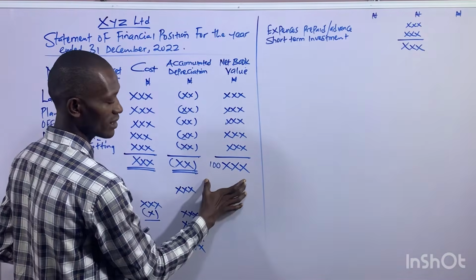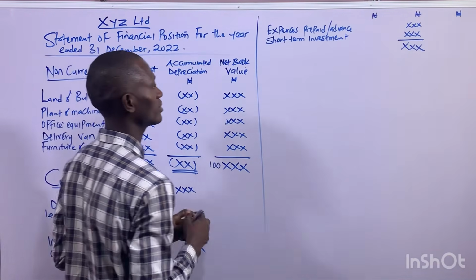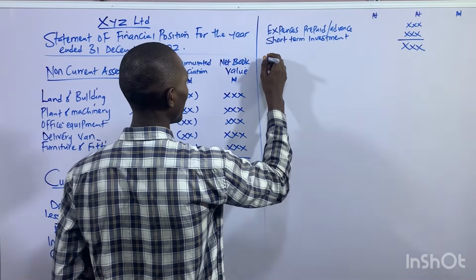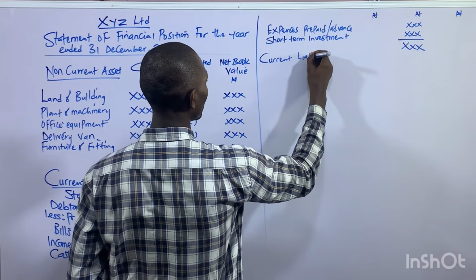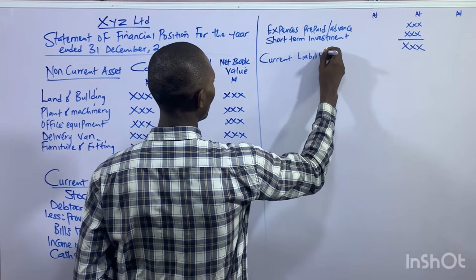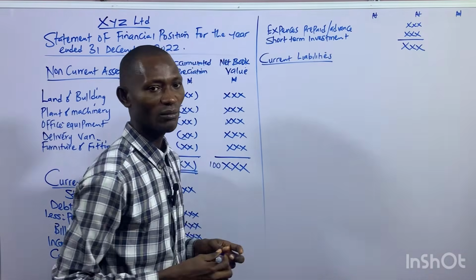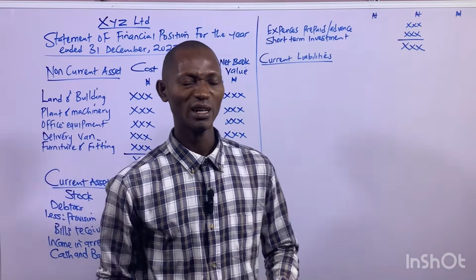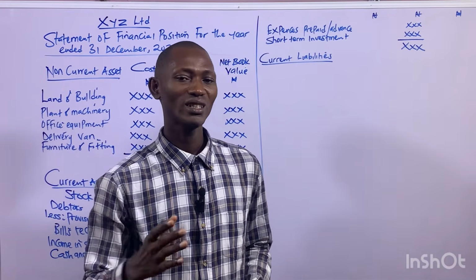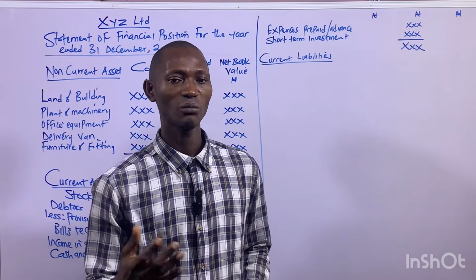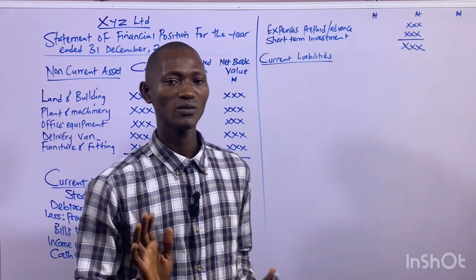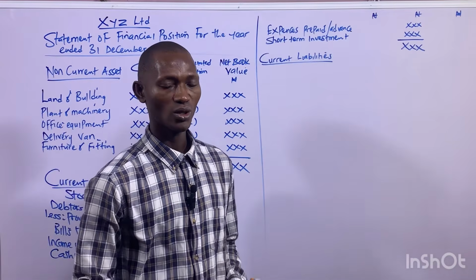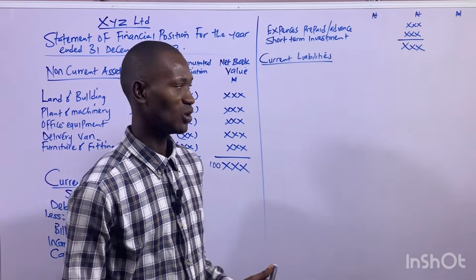So here is an assumption: 100. So we go to current liabilities now. Current liabilities also mean short-term liabilities. They are those indebtedness or owings of a business organization that will be settled within a period of 12 months or accounting period. That's 12 months.